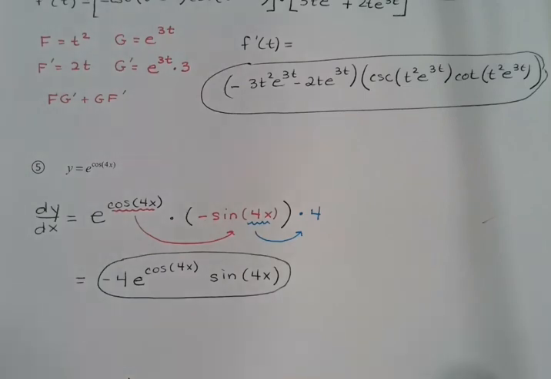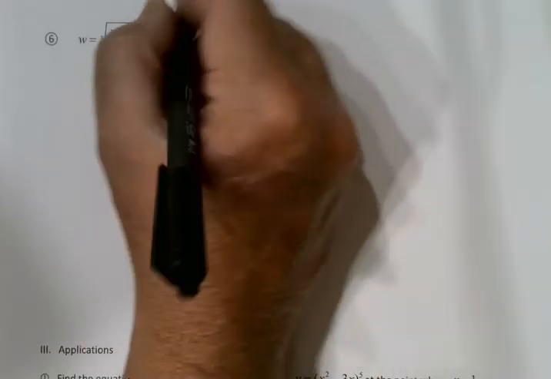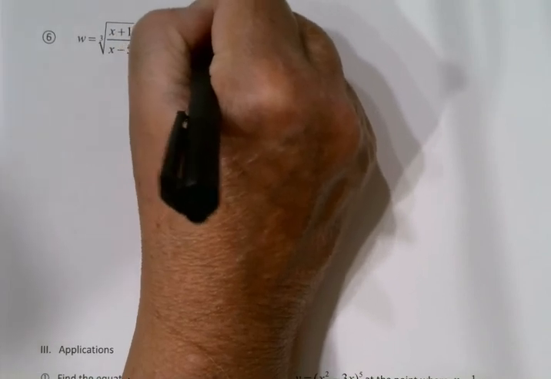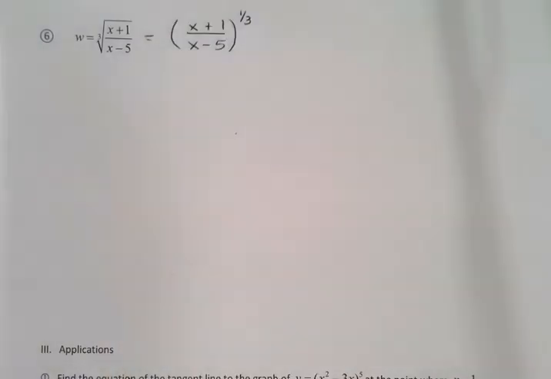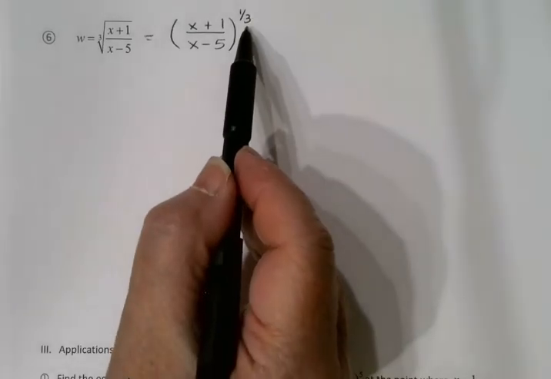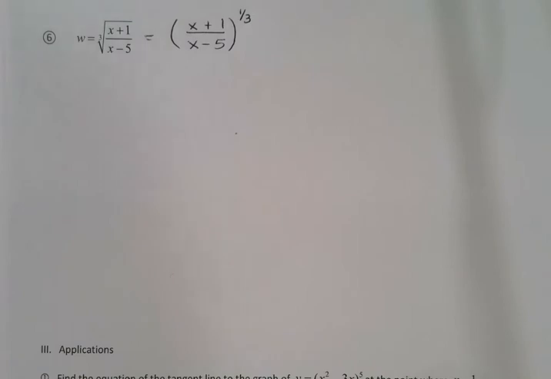All right, one more example of a combination rule problem. Number 6 here. I've got this cubed root, and as is really common, we may want to rewrite that as x plus 1 over x minus 5 to the 1/3 power, right? Easier to work with fractional exponents. So I'm seeing the 1/3 power as my outer function. I'll be doing a power rule first. But when I get to the inner function, it looks like I'm going to need a chain rule. Or excuse me, a quotient rule.